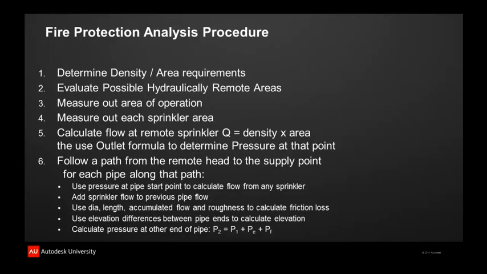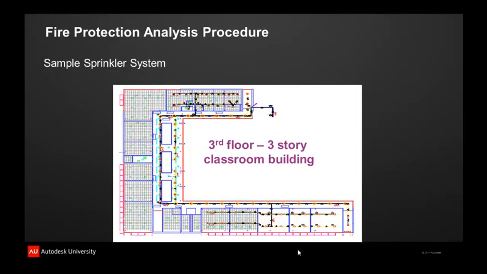We would also include any elevation differences between the pipe ends to calculate that elevation pressure requirement. And then we would be able to calculate the pressure at the other end of that pipe by simply summing the pressure at the beginning end plus the elevation pressure plus the friction loss to give us the pressure at the next end of the pipe. We would then subsequently follow to the next pipe, basically using that same procedure in step 6 over and over and over until we got back to the supply point, where we would then know the total pressure and the total flow exactly that it would take to operate all of those sprinklers in that remote area. To be more specific, let's take a sample sprinkler system and apply that procedure.